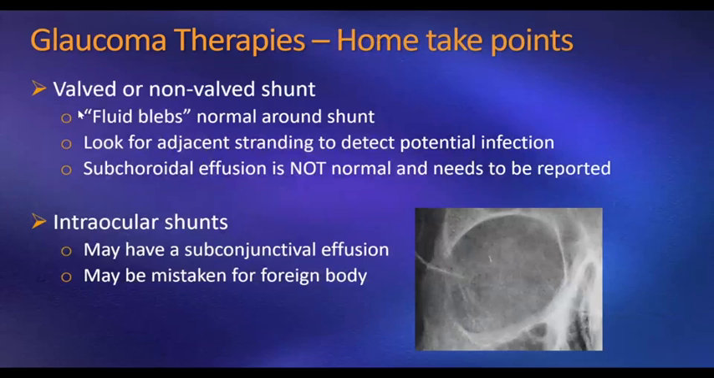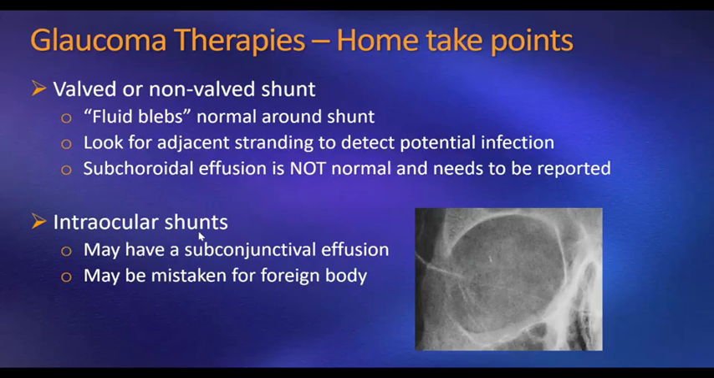So what are the take-home points? Valved or non-valved shunts tend to have a fluid bleb just around them, not anterior or posterior to them, just immediately adjacent to them. To avoid overlooking an infection, look for potential stranding of the adjacent fat and for enhancement in unusual locations. In addition, look for subchoroidal effusion, which is an abnormal finding and needs to be reported. It's intraocular in nature and not like the bleb outside of the globe adjacent to the shunt.